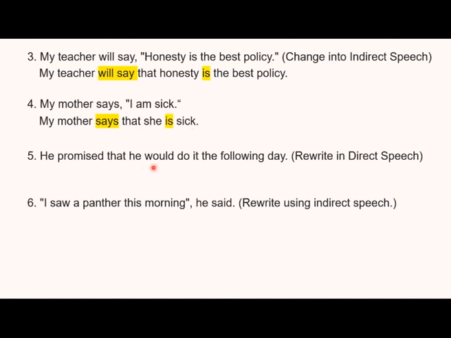Next one, he promised he would do it the following day. Now we have to write this with indirect speech, or it could be written using quotations.